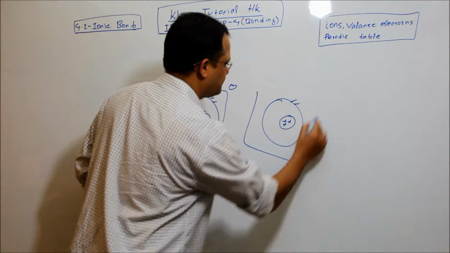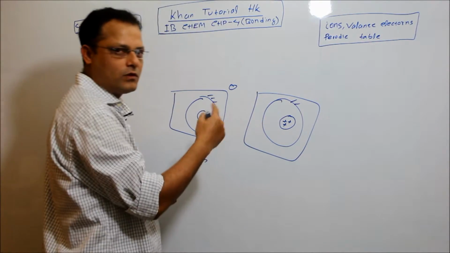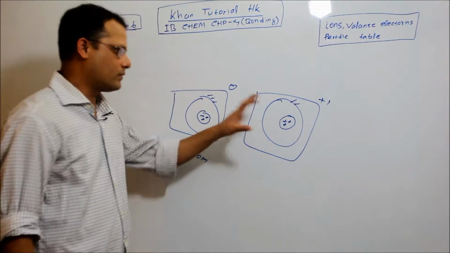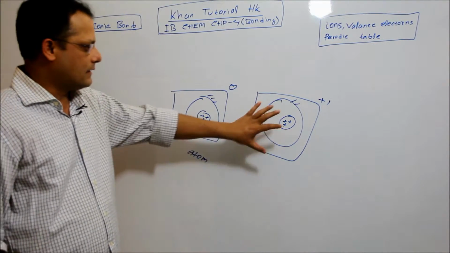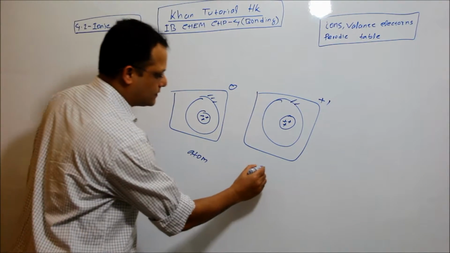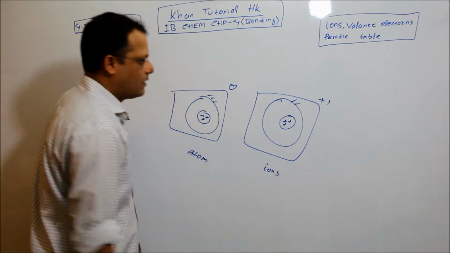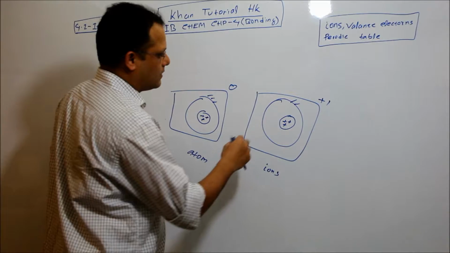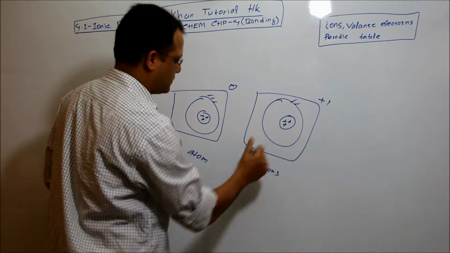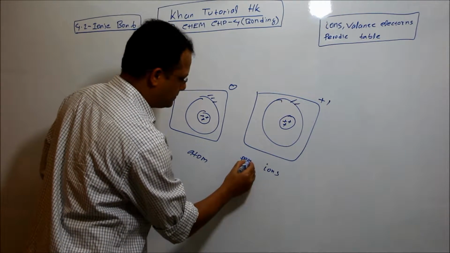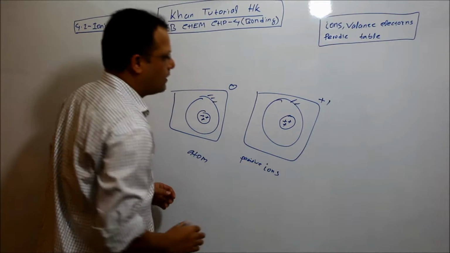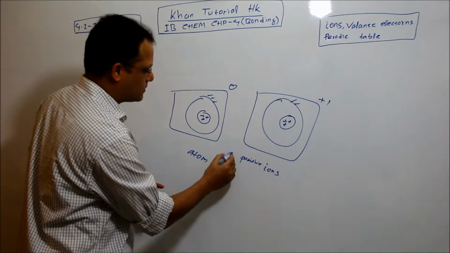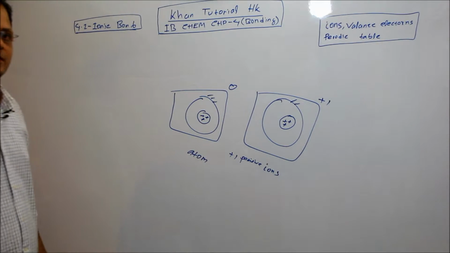Because it has 1 plus excess, the overall charge is plus 1. In this situation, we say ion. More specifically, because it has excess plus, we can say positive ion. And because this is plus 1, you can also say it is a plus 1 positive ion.